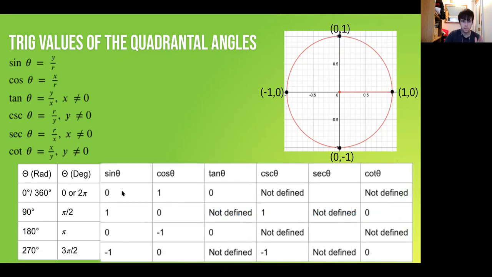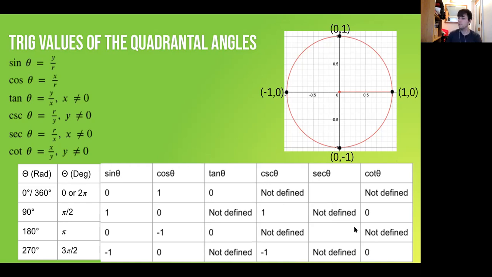I'm going to clear some of my drawings here. Notice how some of these are not defined. Cosecant is not defined at 0 or 2 pi because it's 1 over the y coordinate, which is 0. Secant is not defined at 270 or 3 pi over 2 because it's r over x, or 1 over 0, again not defined.